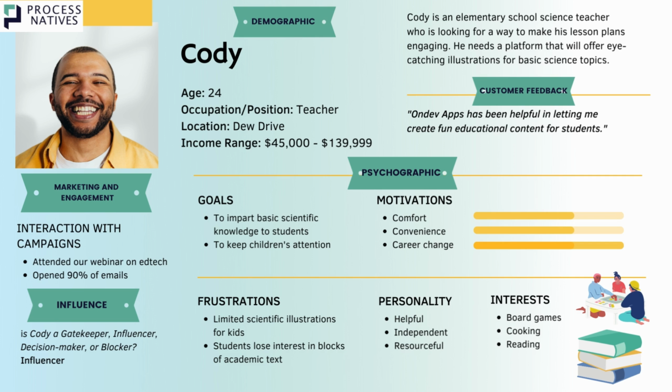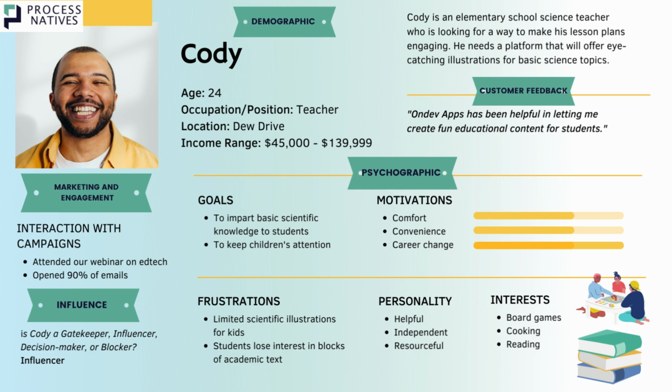The final one is influence. This is a very important data type at the contact level in order to prioritize contacts and prioritize the type of engagement that you want to have with them. Now, there are many ways you can grade influence, but the most common ones are gatekeeper, influencer, decision maker, or blocker. Here we added that Cody is an influencer.